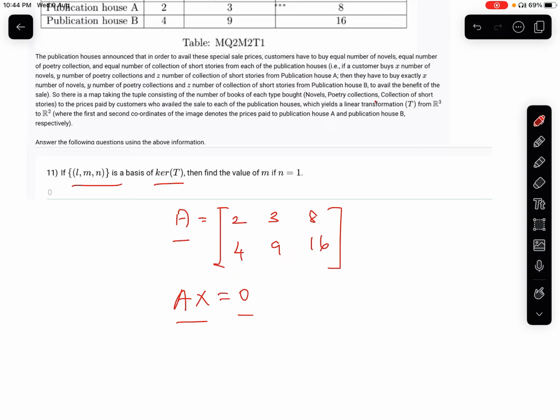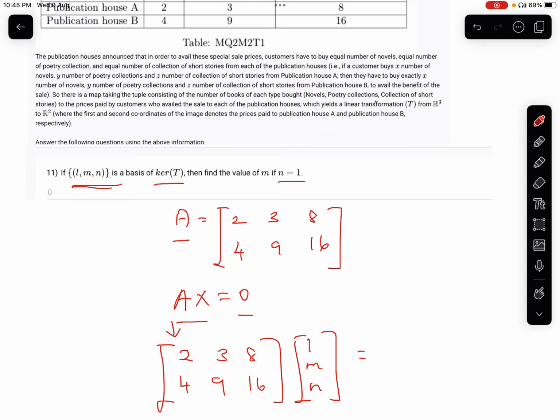This is the standard matrix representation of Ax equals B. Since B is not given, we can take it as Ax equals 0. In place of A, just substitute the matrix we solved in the previous question: 2, 3, 8 and 4, 9, 16. Similarly, in place of X, since L, M and N are the basis vectors, and they have given N is equal to 1, therefore L, M and N, you just equate to 0, 0.